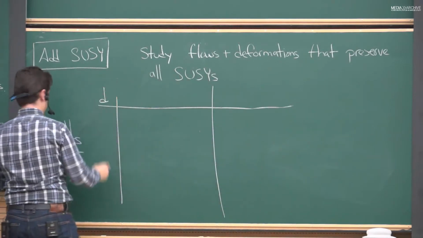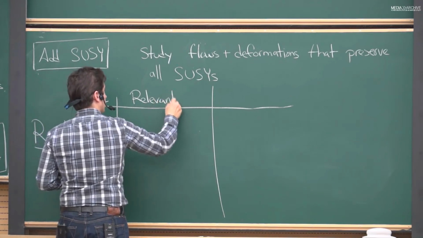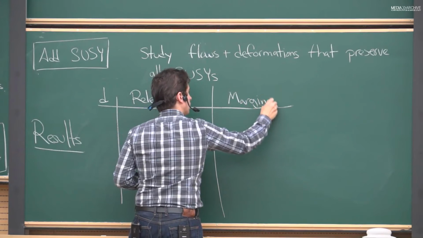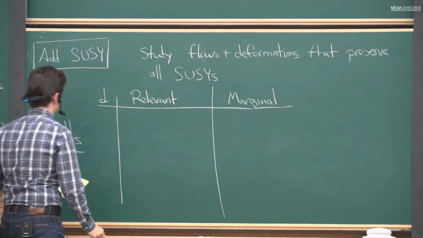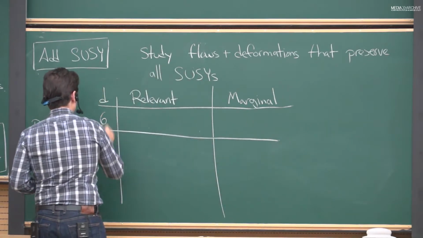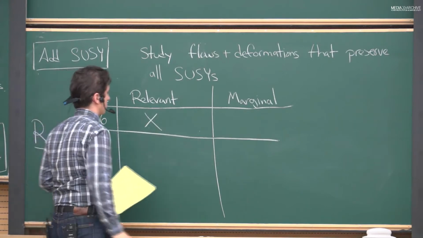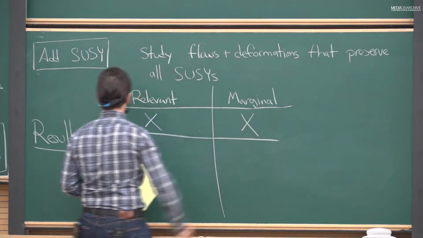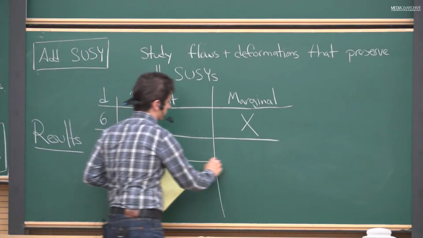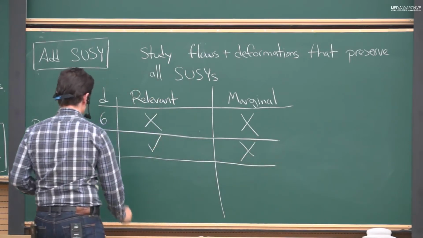So this will be the space-time dimension. This will be relevant deformations. This will be marginal. And we can ask in each case when they exist and when they don't. So in dimension 6, I'll show you that there are no relevant deformations and there are no marginal deformations. In dimension 5, there are no marginal deformations, but there are relevant deformations.